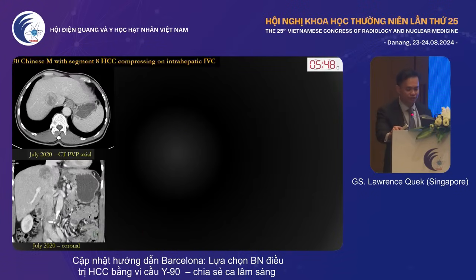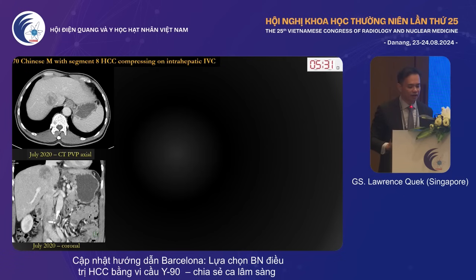Let's move on to bridge to resection. Here's a 70-year-old Chinese male with segment 8 HCC compressing on the intrahepatic IVC. As you can see on the coronal images, the tumor is compressing on the IVC.